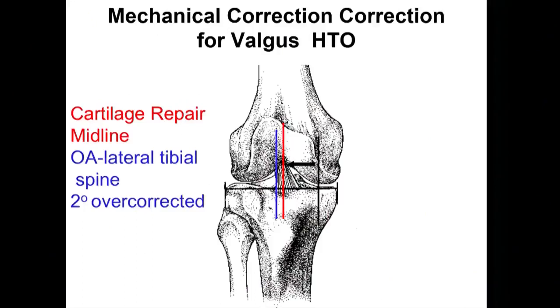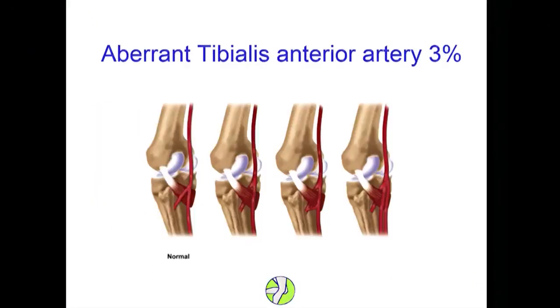I mentioned the amount of correction depending on the degree of damage to the joint surface and loss of joint space. The other thing I want to mention is trying to stay out of trouble. So tibial osteotomies can cause vessel injury, and I learned this myself directly.